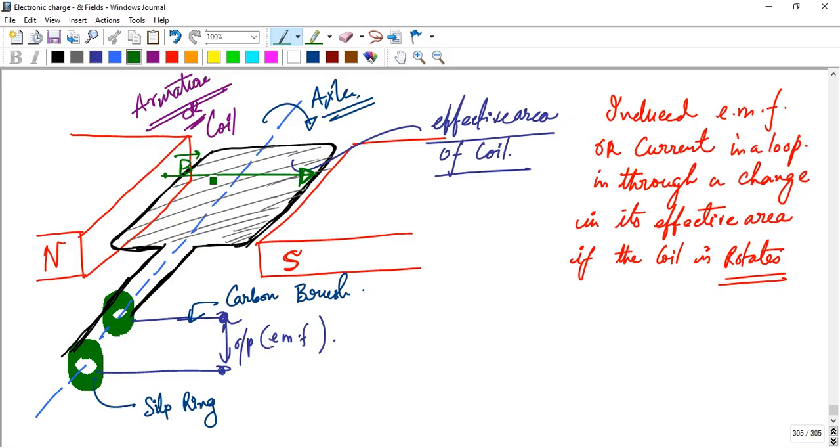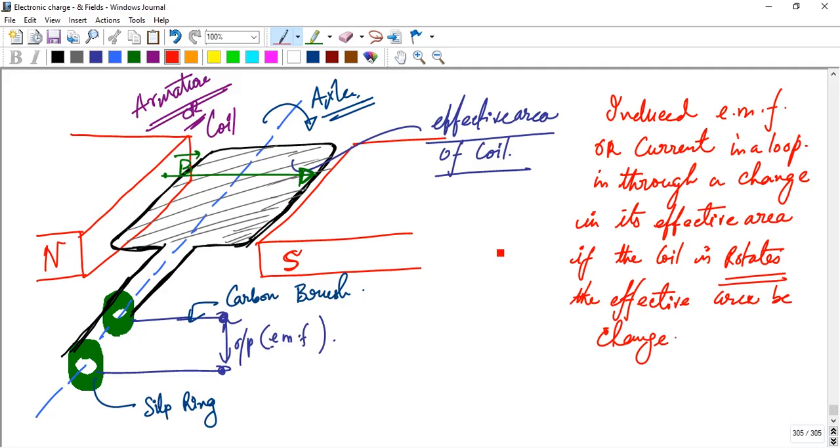At that point the effective area will be 0, because all the field lines are crossing parallelly, not piercing it, just skimming the effective area. When the coil rotates, the effective area will change. The coil loop is also called the armature.